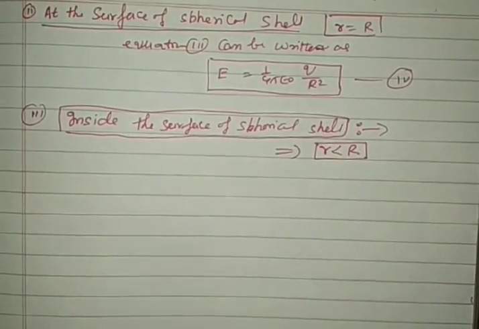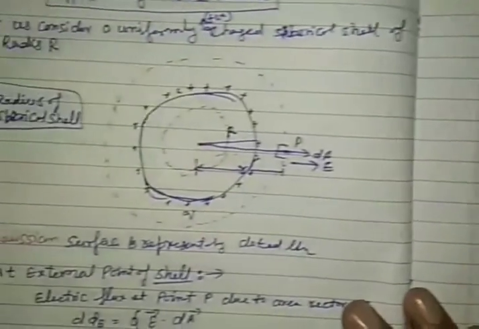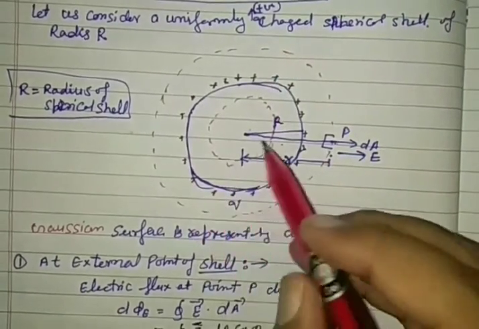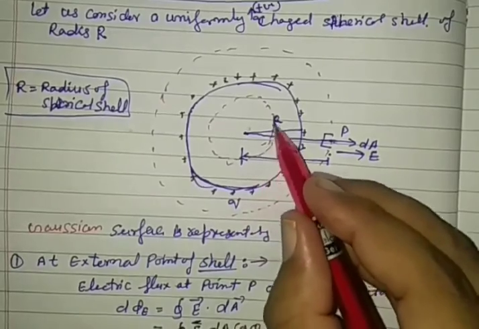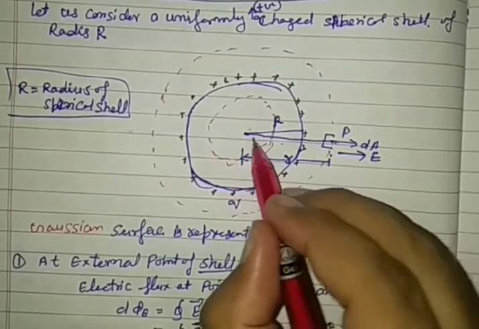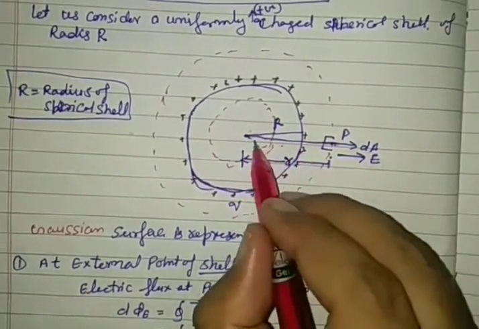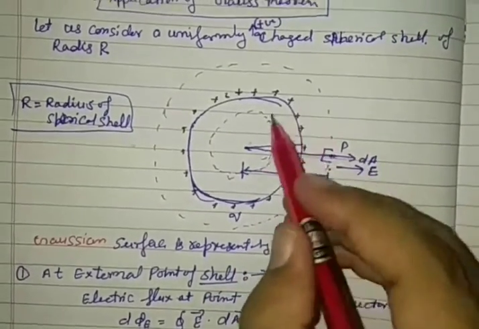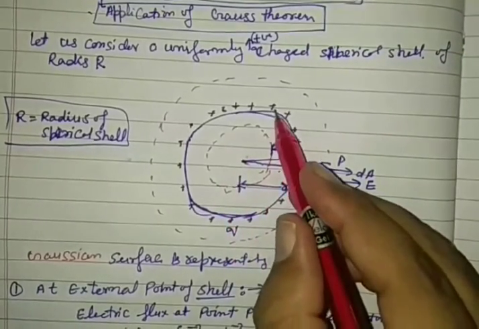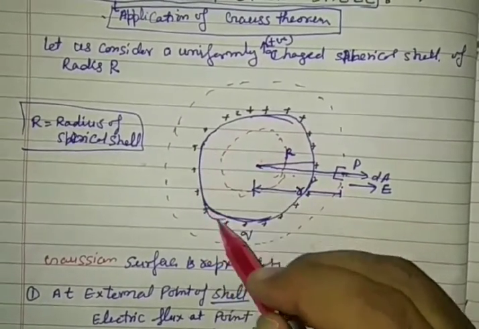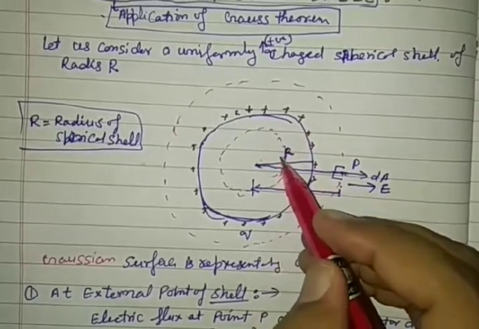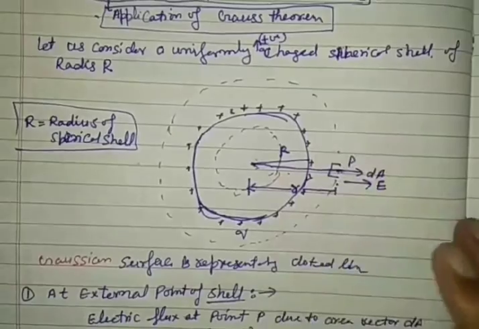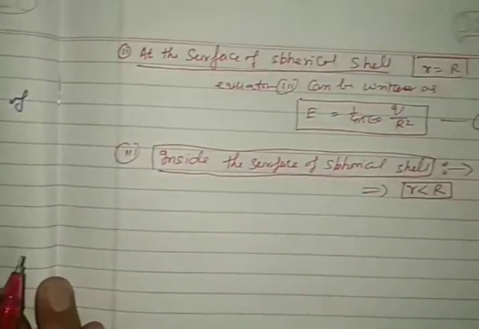Now focus on the diagram once. In this diagram, the internal Gaussian surface is this, whose radius is less than R. See, is any charge inside the Gaussian surface? Charge is only distributed on the surface of the spherical shell. It means no charge is enclosed inside the spherical shell. See very carefully.